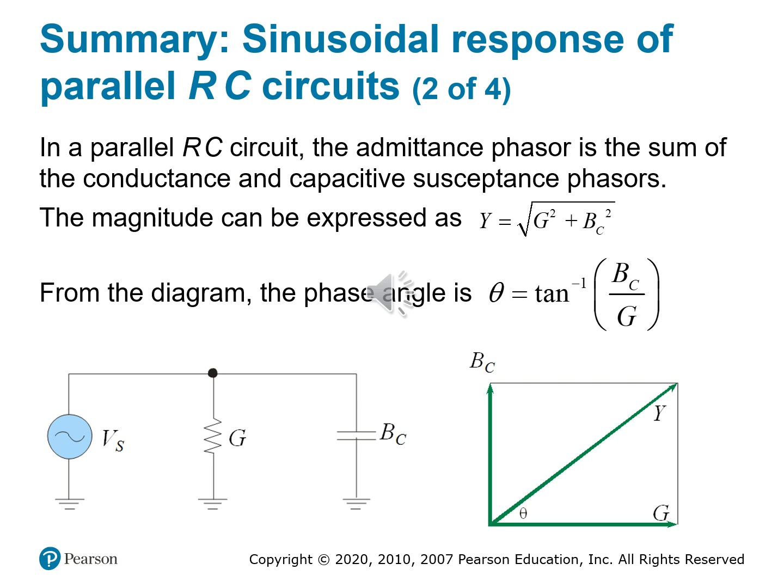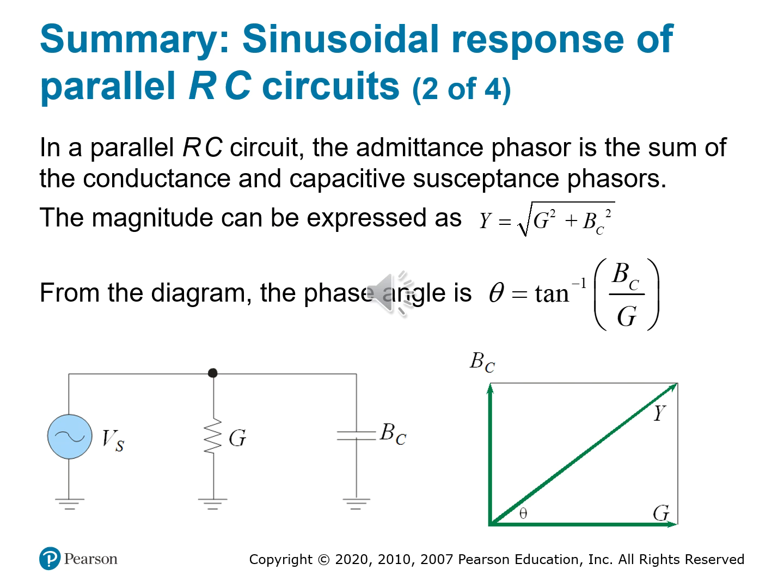You have the horizontal leg, which is G, the vertical leg, which is B sub C, and then you have the hypotenuse, which is Y. And this forms the admittance triangle, which is the parallel cousin of the impedance triangle that we used in series RC analysis. So mathematically, we write it as Y is equal to the square root of G squared plus B sub C squared. And the phase angle theta, this is going to tell us how much current leads or lags the voltage. We denote that by theta is equal to the inverse tangent of B sub C over G.